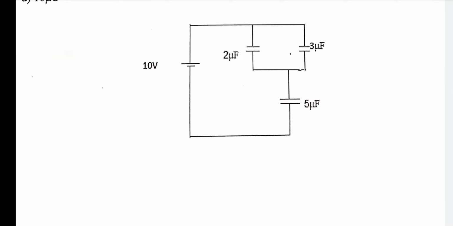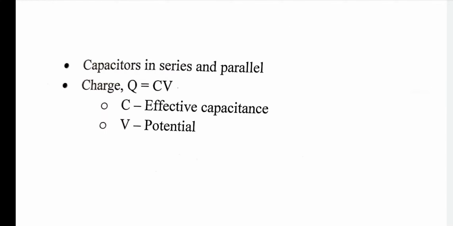This is the figure. We'll see how to solve this question. For solving this question, the basic concepts used are capacitors in series and parallel and charge. The formula to find charge is Q equal to C into V, where C is the effective capacitance and V is the potential.